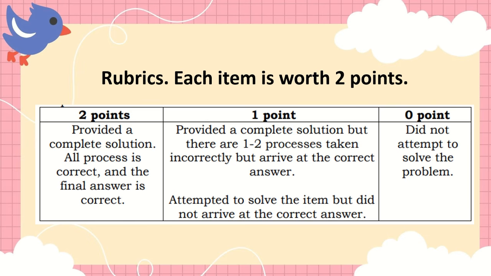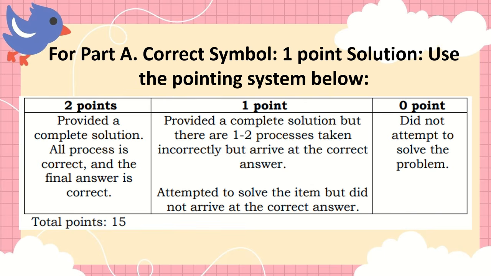So here are the rubrics. Each item is worth 2 points. We have 2 points, 1 point, and no point. For part A, correct symbol, 1 point; solution, use the pointing system below. We have 2 points, 1 point, and 0 point. Overall, total is 15 points.